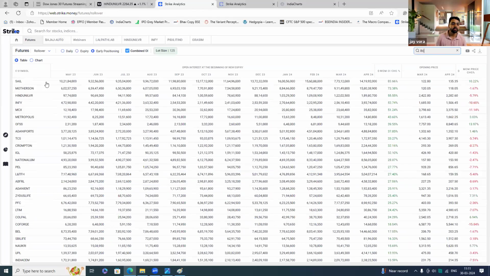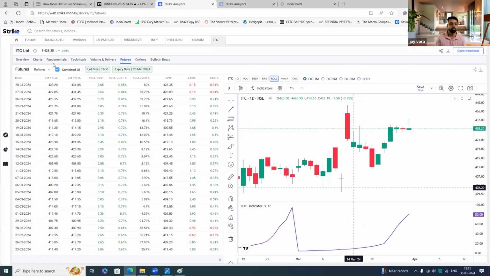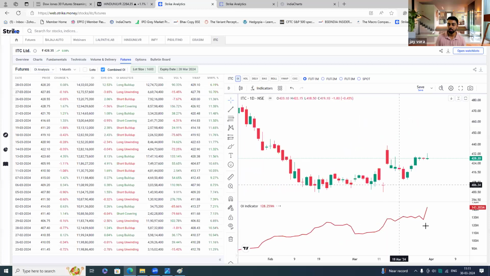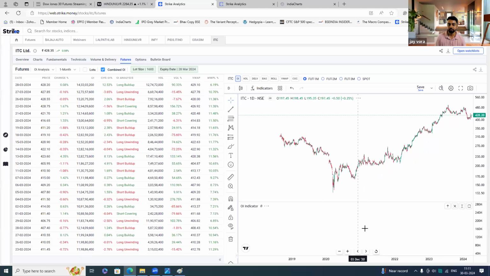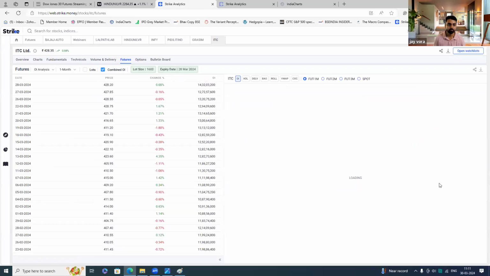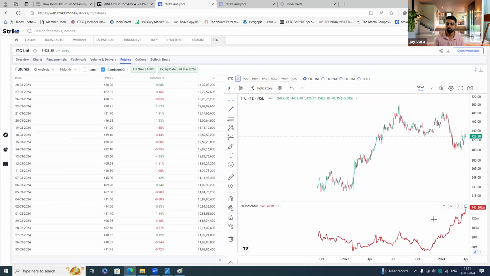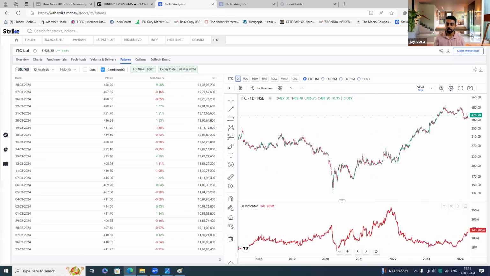what happened in ITC was something very similar to what I was talking about, where the cycle actually played out. So over here, what happened was that prices rose higher, but specifically around this particular phase, there was open interest which was at its lowest point.